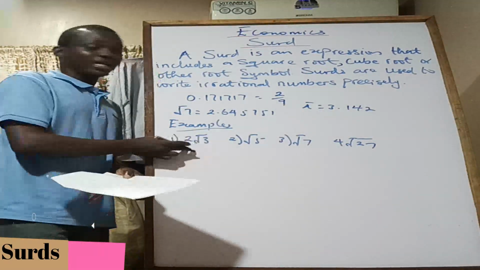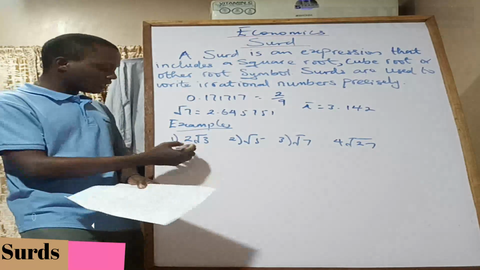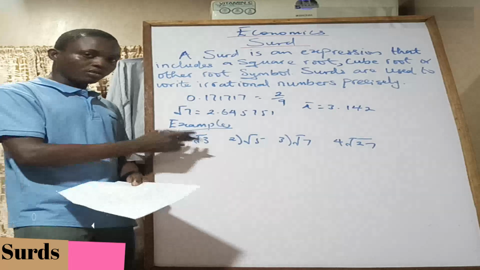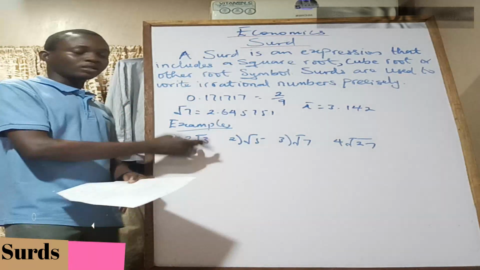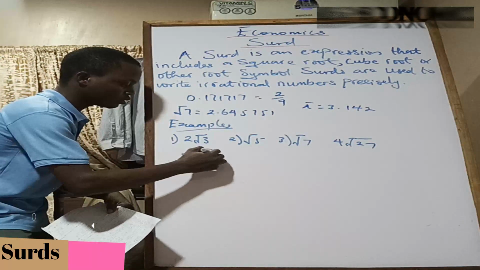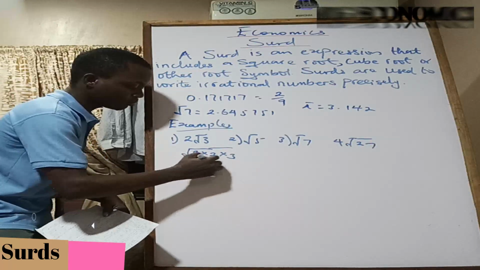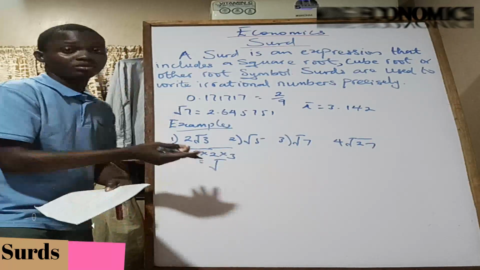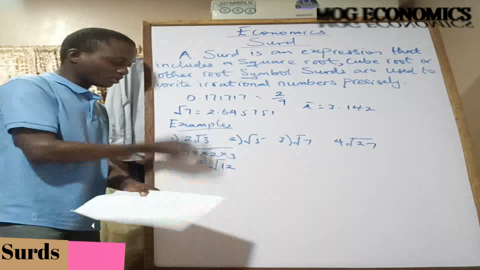So we can expand 2 root 3. What does 2 root 3 actually mean? It means you square the number out front and multiply by what is inside. So 2 root 3 is basically root of 2 times 2 times 3. 2 times 2 is 4, and 4 times 3 is 12, so root 12. So we can express it in this form.